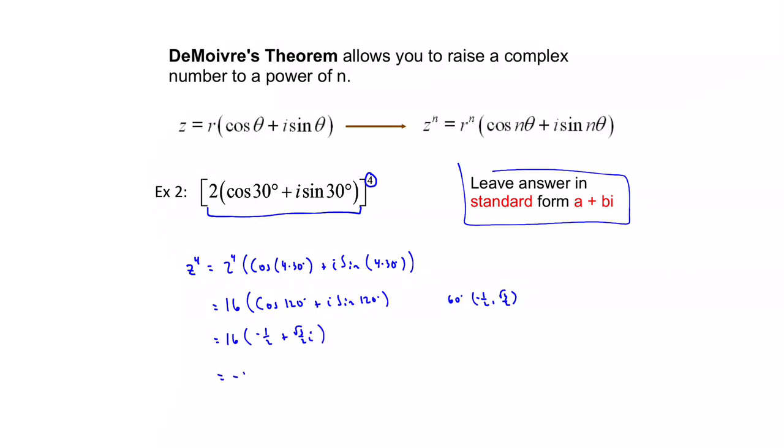So 16 times 1/2 is negative 8. 16 times square root of 3 over 2. The 2 and 16 we reduced to 8, so that's plus 8 square root of 3 i. And that is what z to the 4th power is, z representing 2 times cosine of 30 degrees plus i times sine of 30 degrees. So here's your answer in standard form of the polar complex number raised to the 4th power.